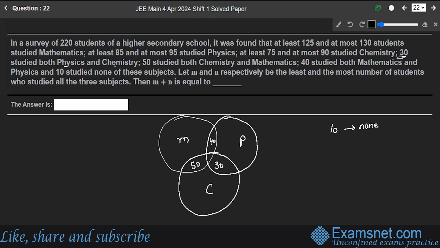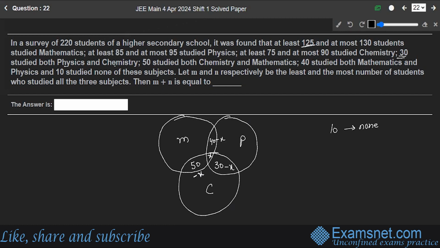Okay, so now let's say this is X. X is the number of students who studied all the three subjects. So that means here will be 30 minus X, here will be 40 minus X, and here will be 50 minus X. Right? This one will be 50 minus X. Correct? Now, let's get back here.